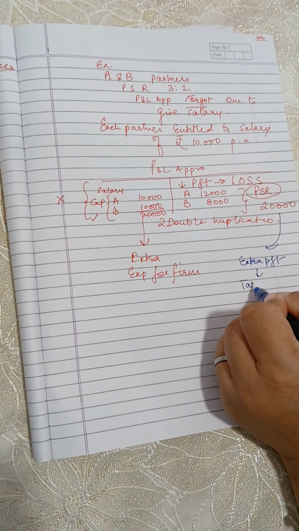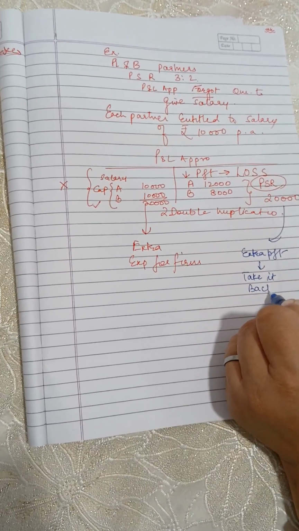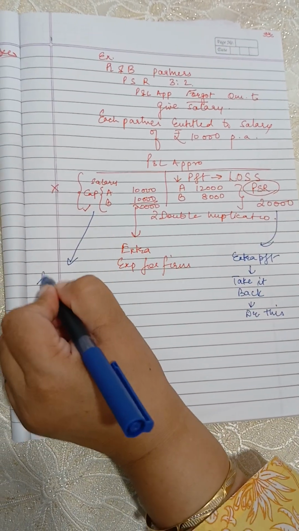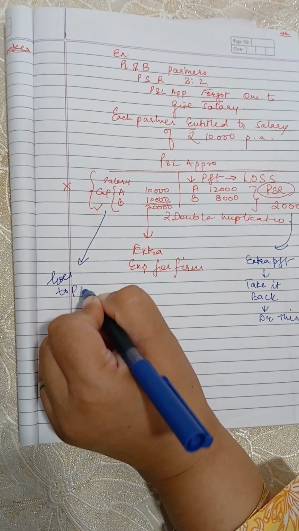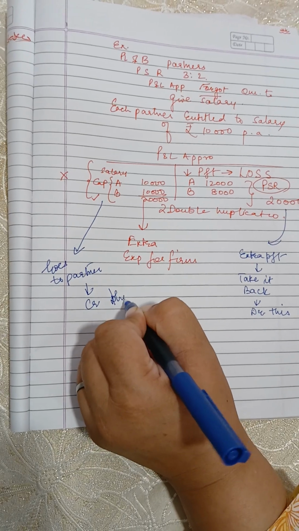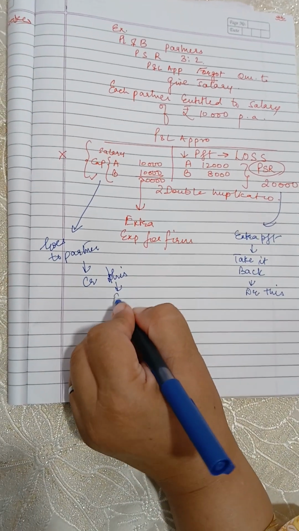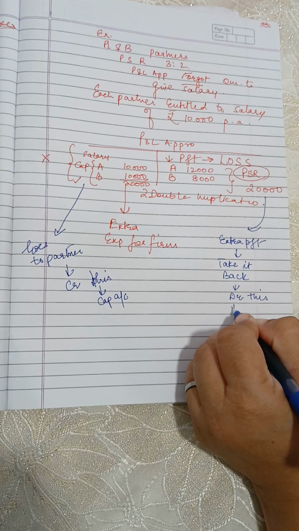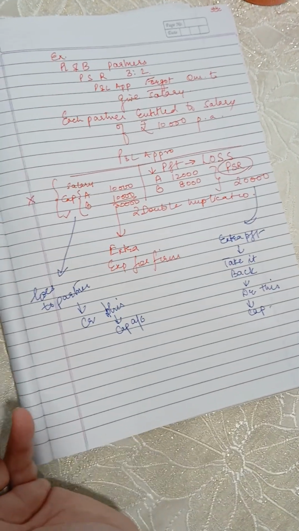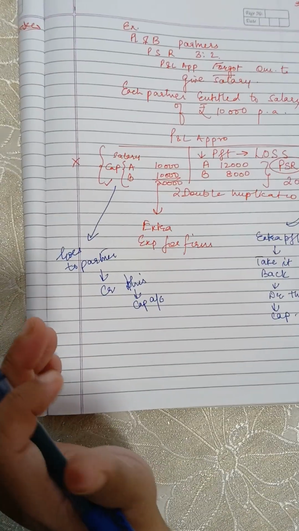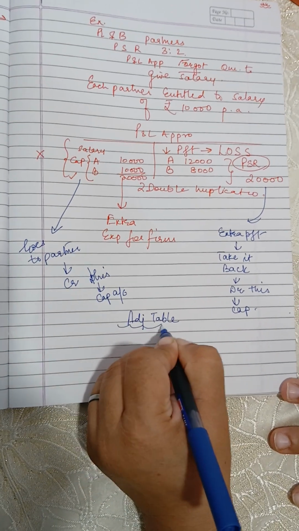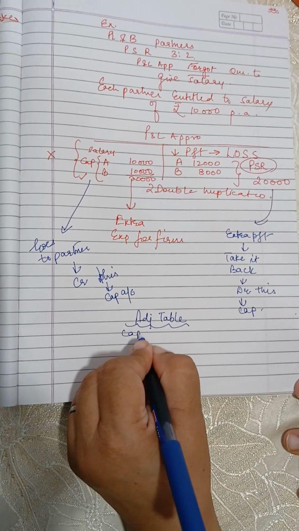Take it back. Debit this. And this goes to the partner. Credit this. Where to credit this? Capital account. Where to debit this? Capital account. Now, as I told you, it's a 3 or 1 marker. We'll not prepare the P&L again. We prepare an adjustment table. This is nothing but a replica of your capital account.